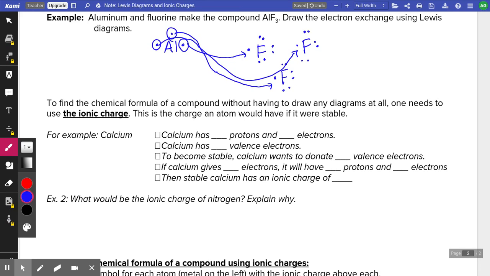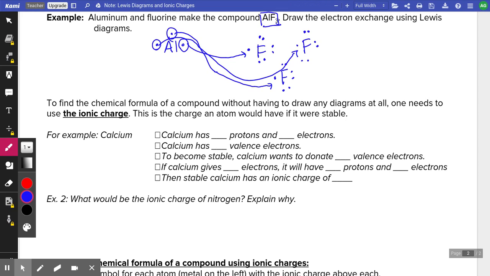So this also, we're going to start talking about chemical formula. So chemical formula is this thing right here, that AlF3. That's a chemical formula. Okay, it's a chemical formula for that compound. What we've just done is one way to figure out the chemical formula. If I were to give you two random elements, I could tell you, find the chemical formula for this ionic compound. And you can do it using your Lewis diagrams.